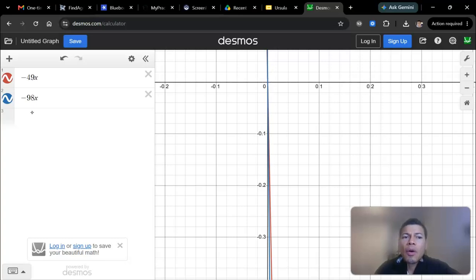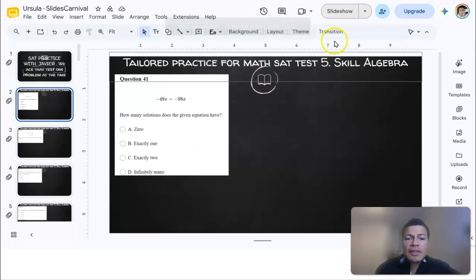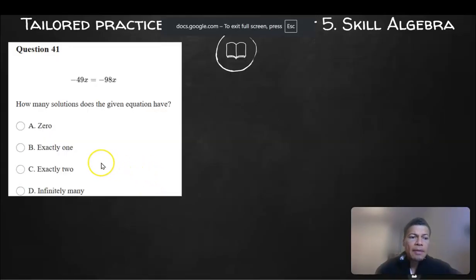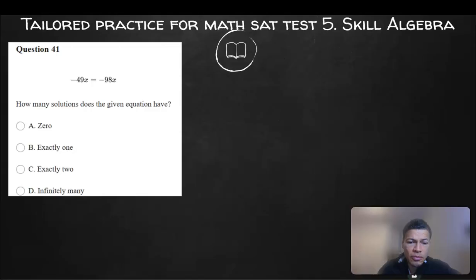So how many solutions do we have? Well, how many times do they become equal? They become equal just one time, when x equals 0. So if we go back to the slide, then your answer should be that the system has exactly one solution.